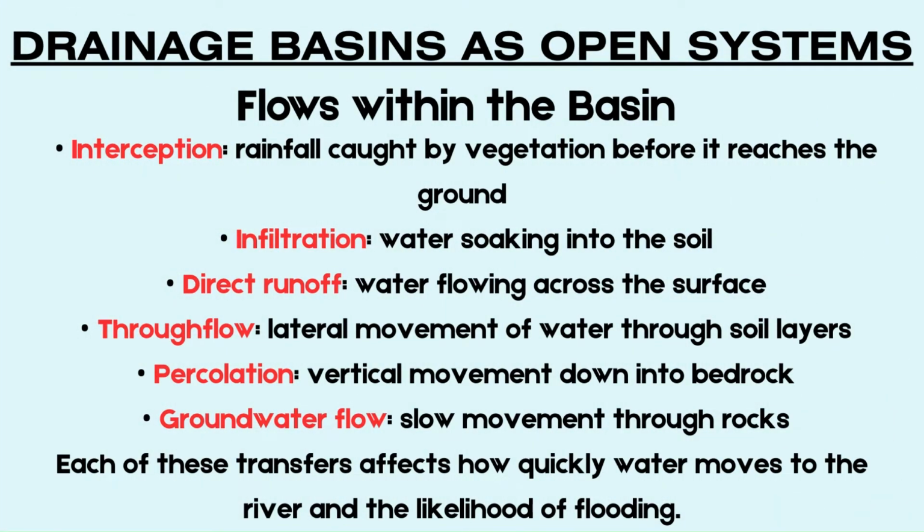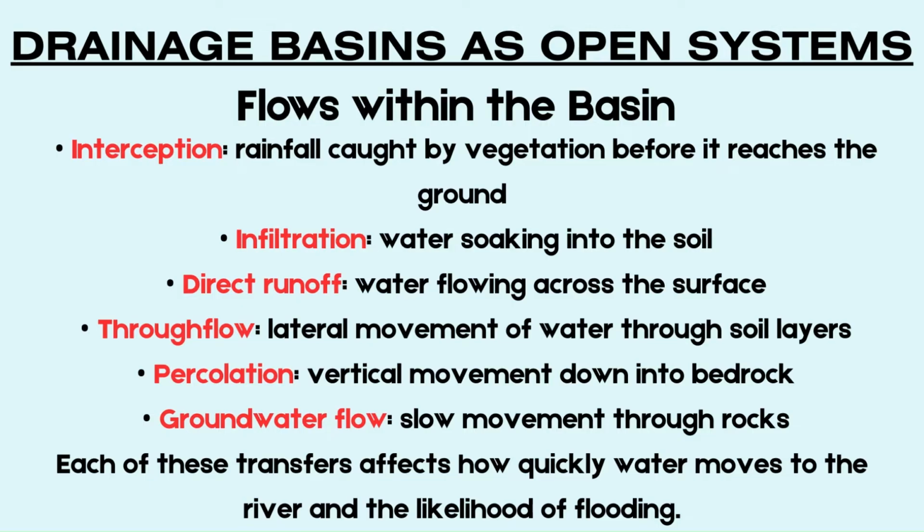Within a drainage basin, there are several key processes happening. The main input is precipitation, although snowmelt and surface water entering from other areas can also add to the basin's water supply. Water moves through the basin via several key pathways.